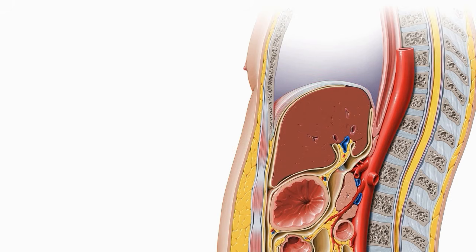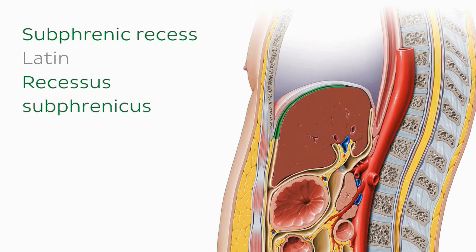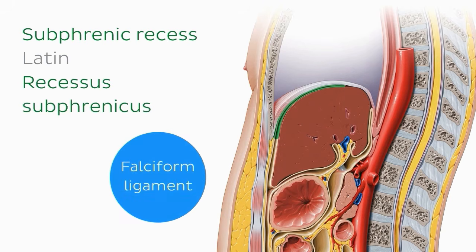The subphrenic recess is the space directly inferior to the diaphragm, and it overlies the liver and spleen and can be displaced by several inches during inspiration. And some of the ligaments that stabilize the liver can be found in this area. One ligament, the falciform ligament, extends inferiorly down the front of the liver and attaches it to the anterior abdominal wall. The most distal part of it is called the round ligament of the liver.